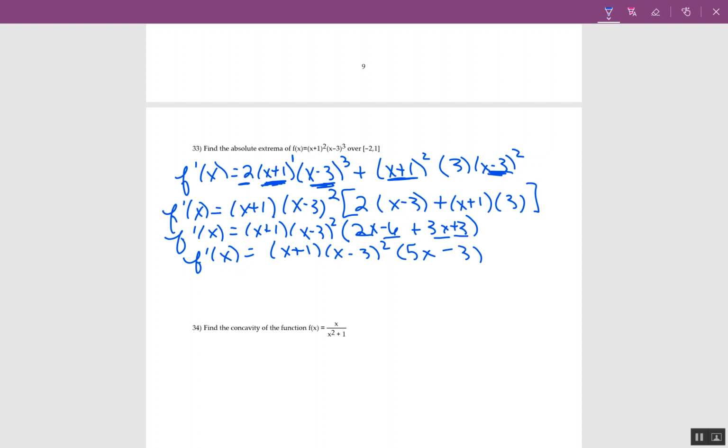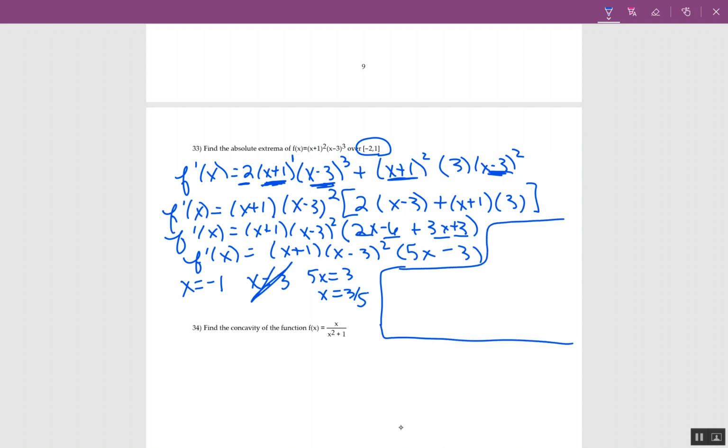Right. So we are setting that equal to 0. That says x equals negative 1, then x minus 3 gives me x is 3, and then 5x minus 3 says 5x is 3, so x is 3 over 5. Okay. So as I'm looking at that, again, the first thing I do is I go back to this negative 2, 1, and I say, are they all in there? So negative 1 is there, 3 is not, so I'm just going to get rid of that one, and 3/5 is there.